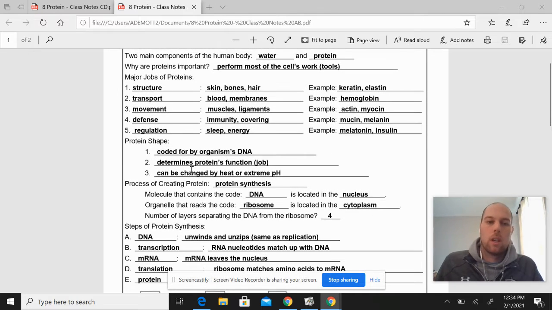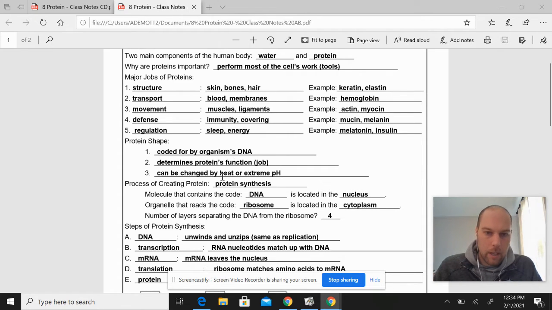Proteins are all guided by their shape. The shape determines their function. That's kind of their tagline: protein shape determines function. The majority of this unit has to do with how proteins actually get made. Where does that code lie? The code for how to make proteins and what proteins to make lies in the DNA.